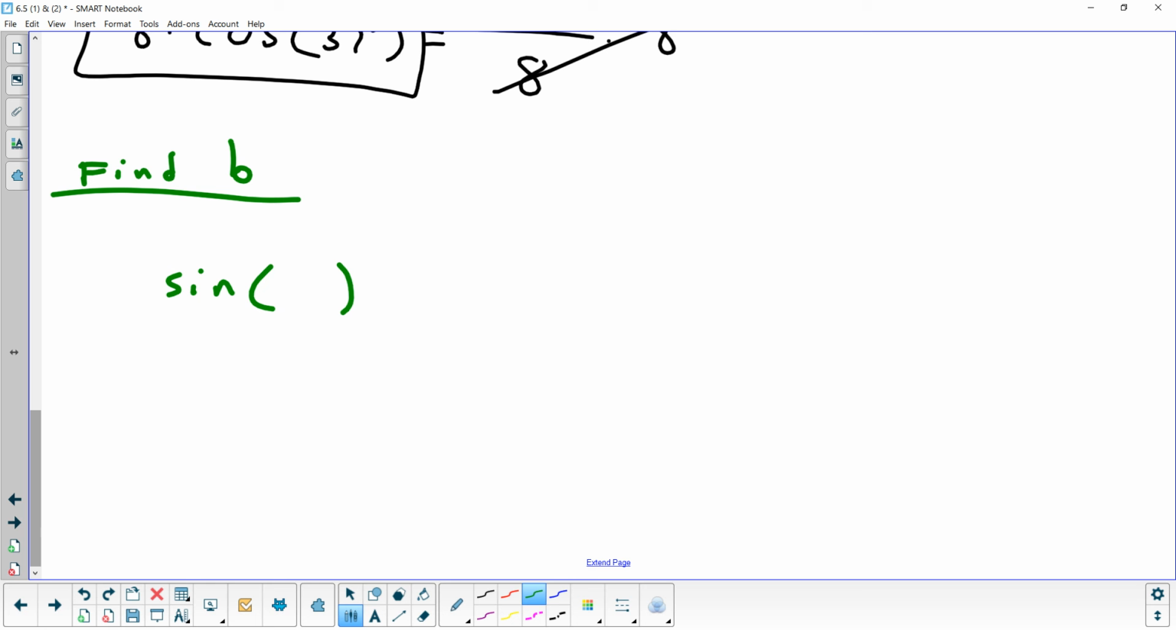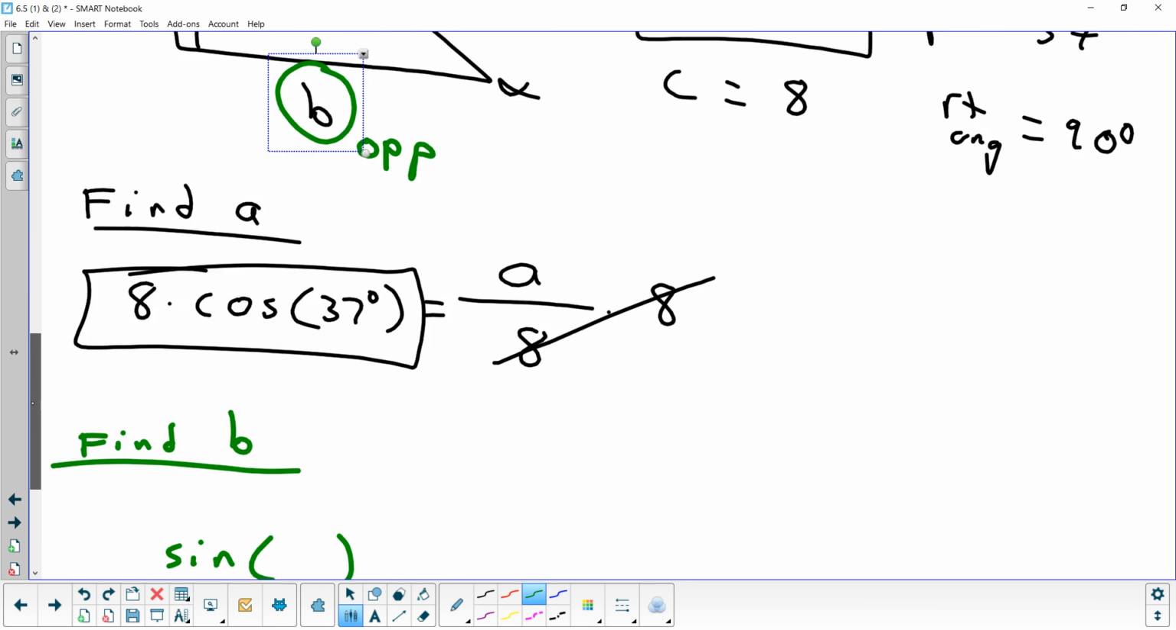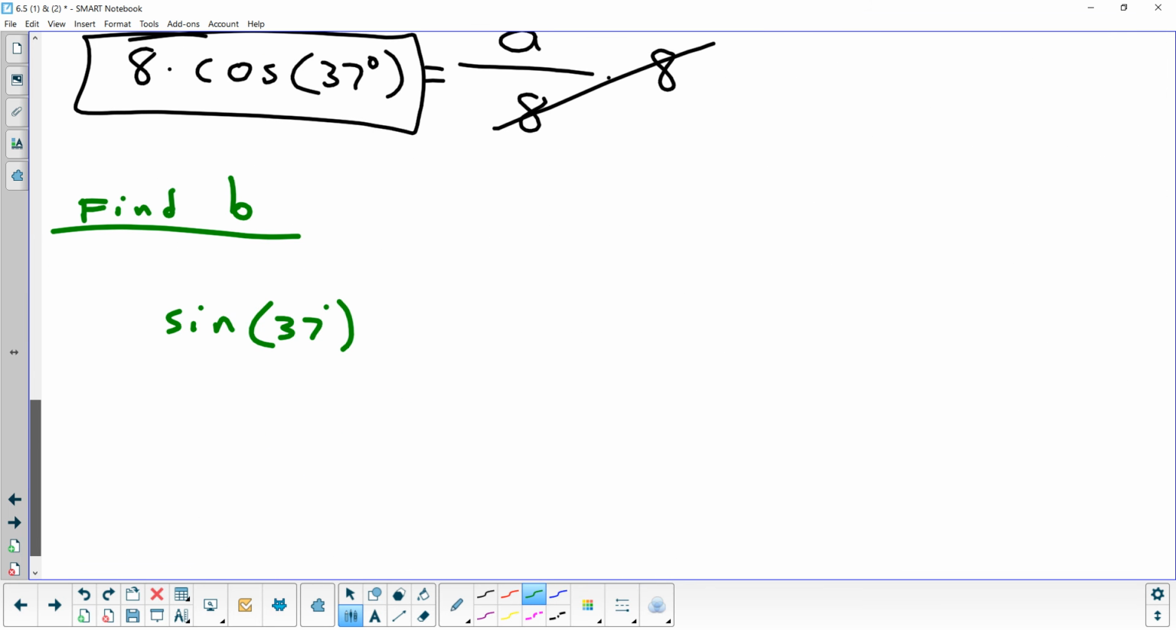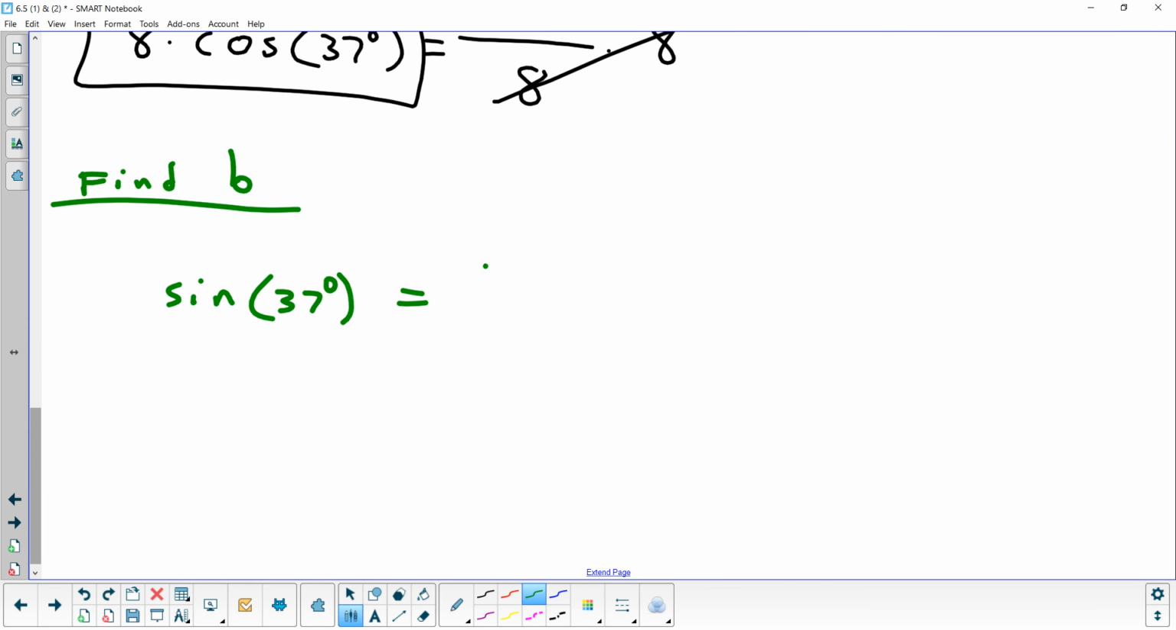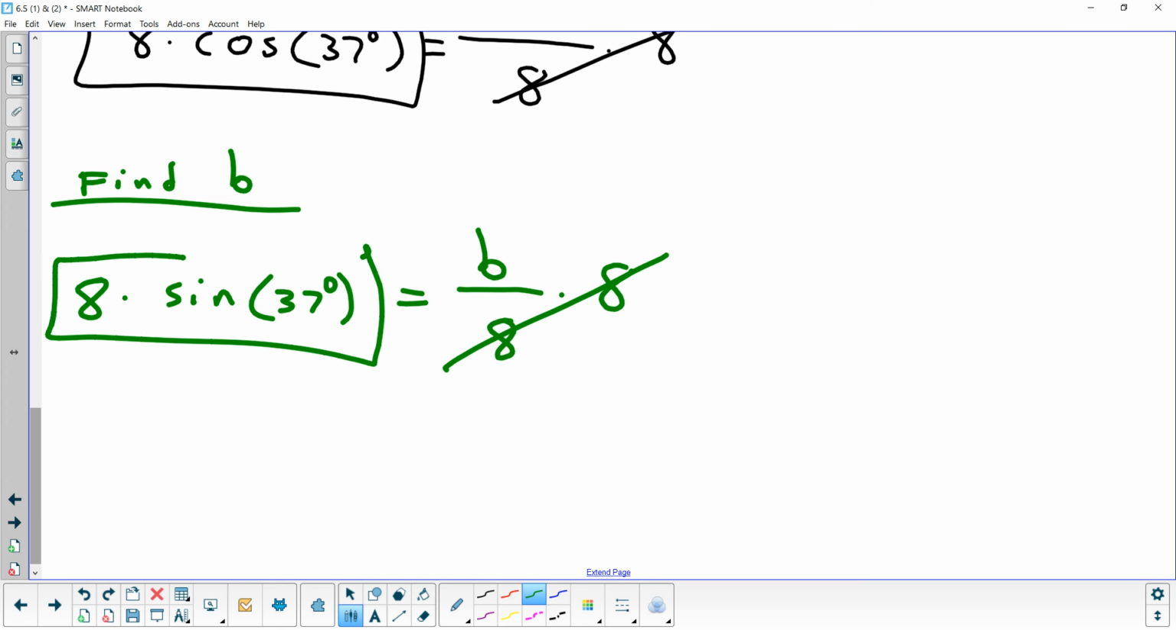So let's find B. We're going to put the sine of, remember that's not multiplication, the sine of, what number are you taking the sine of? 37. Equals opposite over hypotenuse. B divided by 8. It's exactly the same setup as the last problem. Multiply both sides by 8. And there's your answer. 8 sine 37.